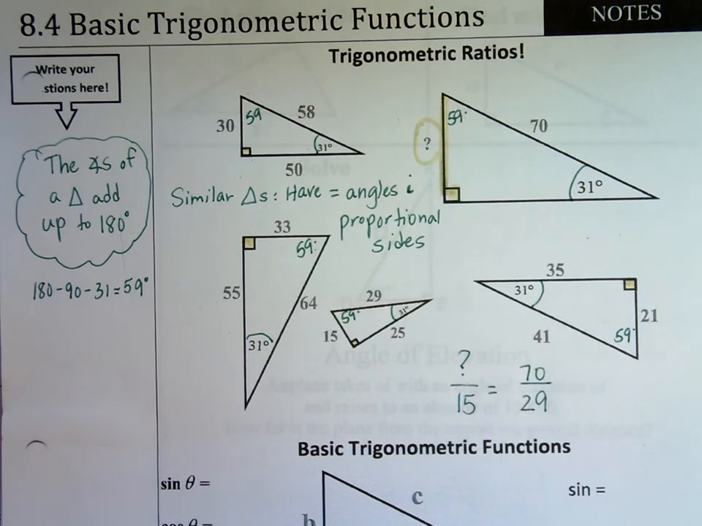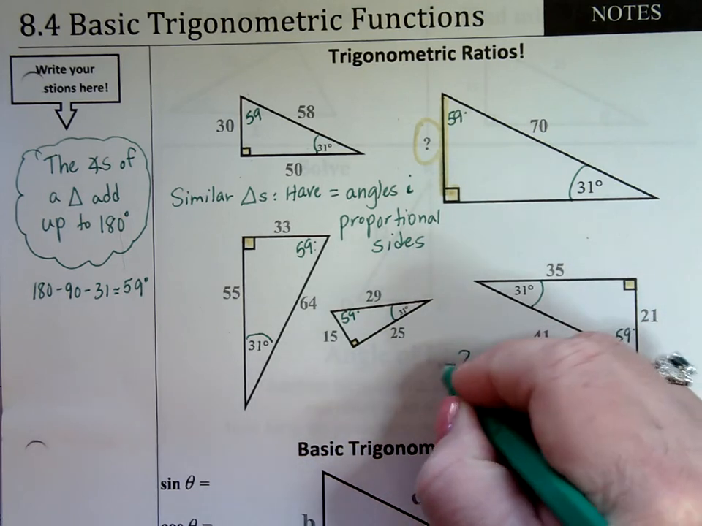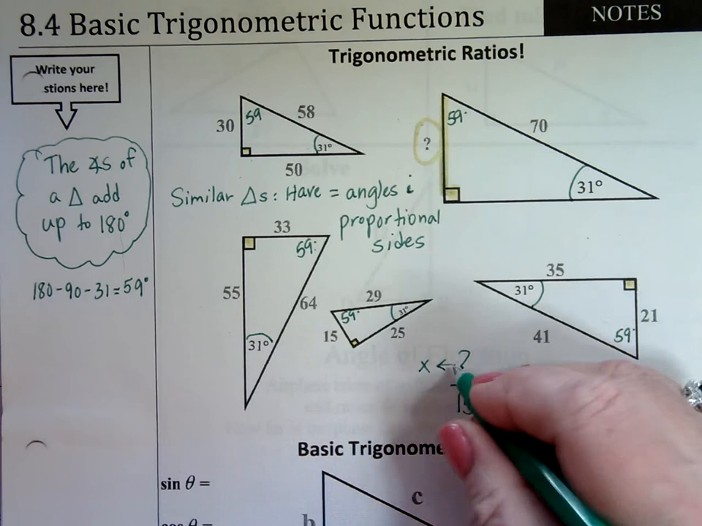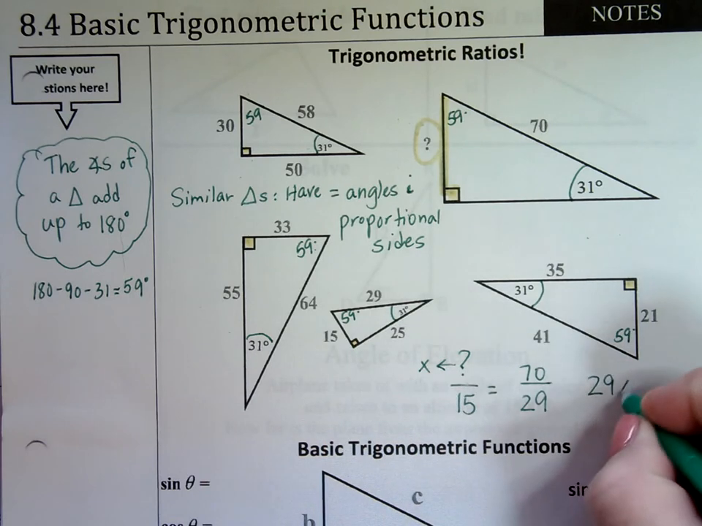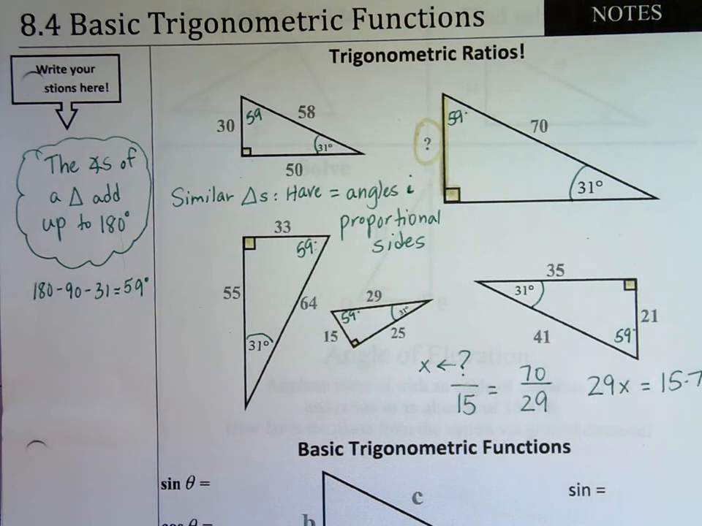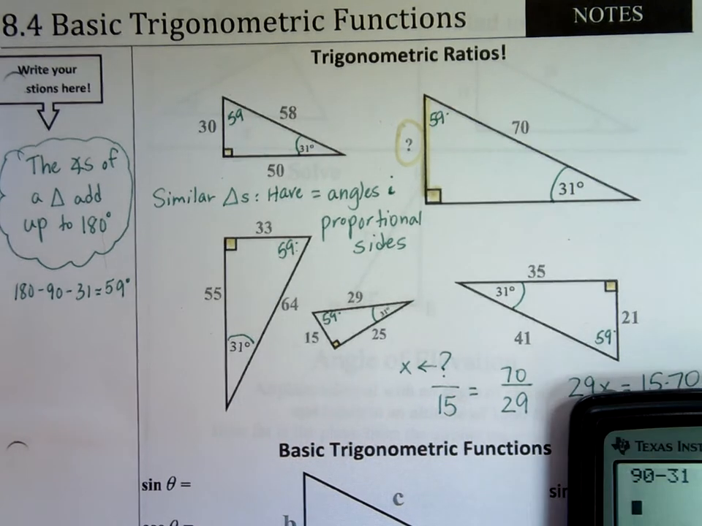And so the way that I solve that is by cross multiplying that. We've seen that in other sections that we've done together. So I take, you want to call this x, just to make our math easier, 29 times x equals 15 times 70. So I go to my calculator and I look at what that might be.